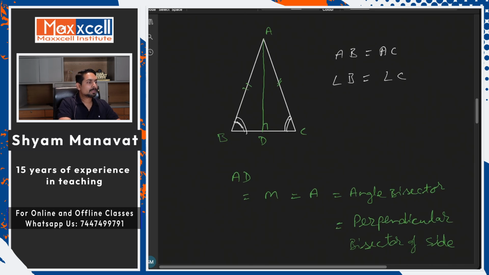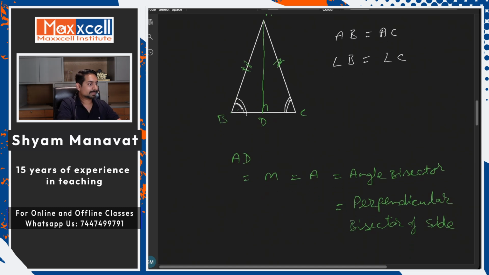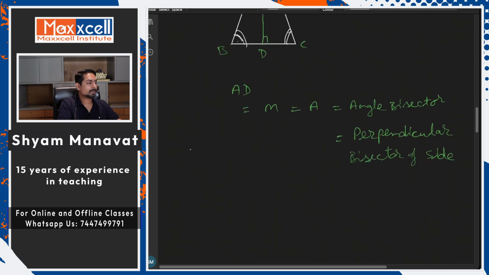Now, this is only applicable for AD, which is a median between the equal sides of the triangle. If you draw a median from vertex A, that will not follow all these properties. So you have a special condition: the altitude must be between the equal sides. Okay. What else can we say about this isosceles triangle?